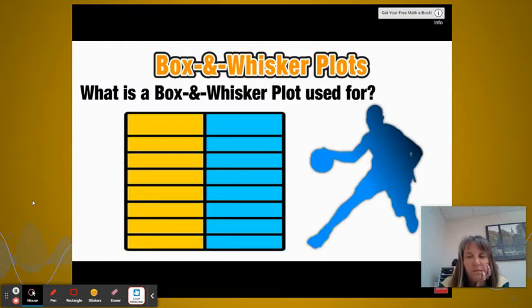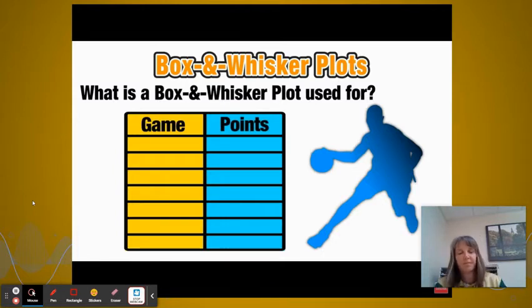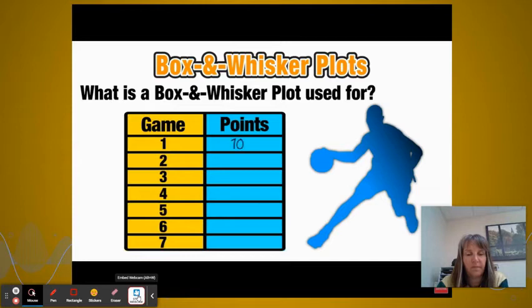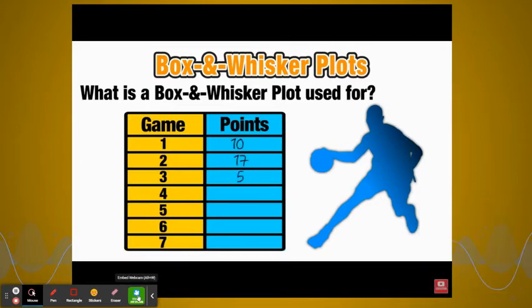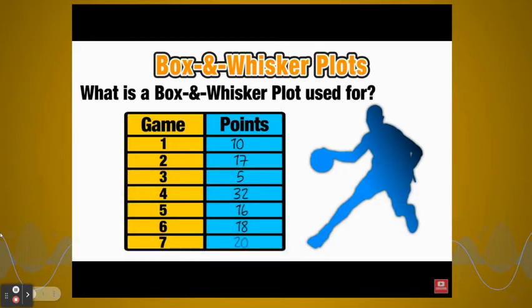So let's look at Jordan, a JV basketball player who was just called up to varsity for the last 7 games of the season. So Jordan's using this chart to keep track of the number of points he scores for each of these 7 games. Now we can use this performance data to create a box and whisker plot that will help us to evaluate Jordan's performance over this 7-game span.